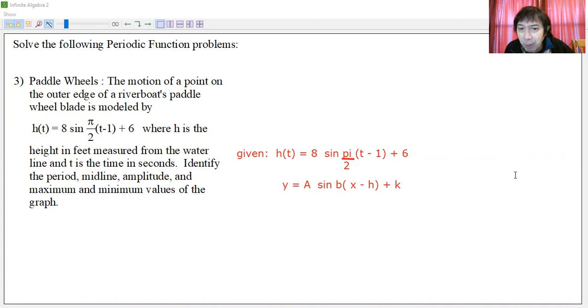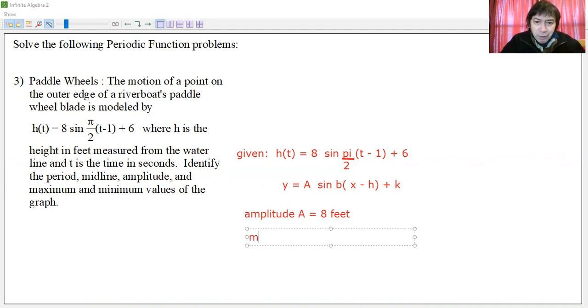So clearly our capital A is the 8, and that will be our amplitude. Solving for the amplitude, A is equal to 8, and this will be in what unit? Feet. Yes, this will be 8 feet. Also, comparing it to the second equation, our k is 6, and that will be our midline. So we have here midline k, that is our 6 feet.